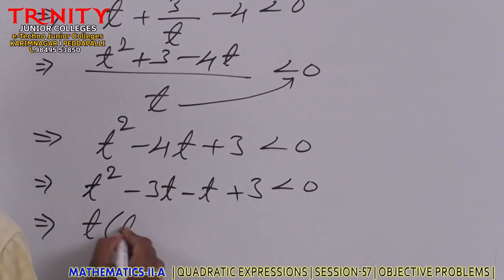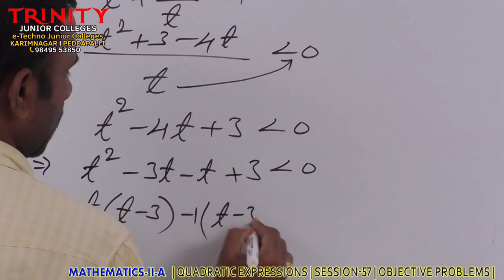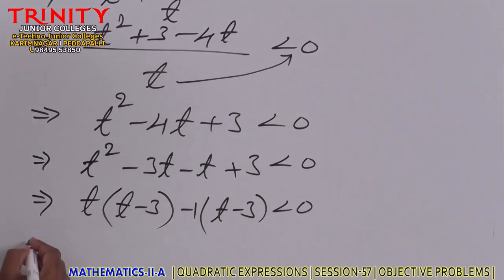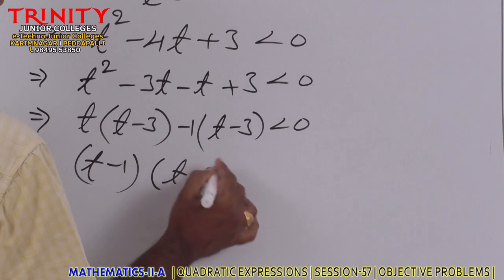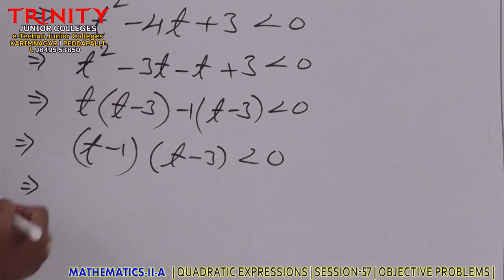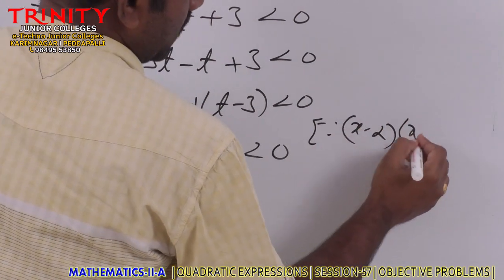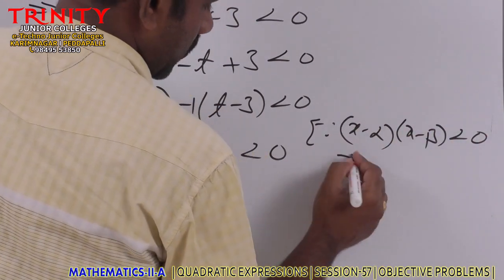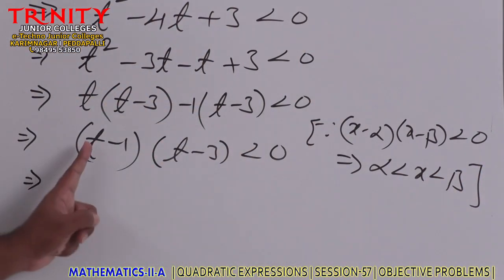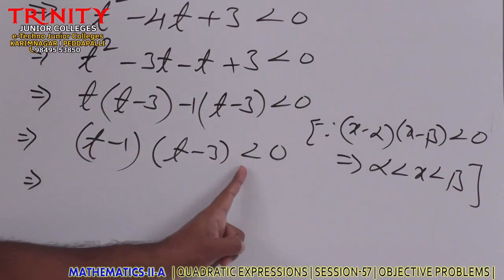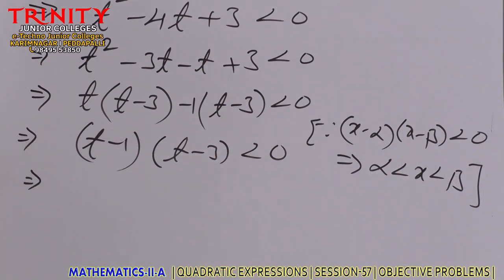T minus 3, common. T minus 3 is less than 0. Then it becomes (t minus 1)(t minus 3) less than 0. Now it is in the form of (x minus alpha)(x minus beta) less than 0. Therefore alpha is less than x is less than beta. For (x minus alpha)(x minus beta) less than 0, we can say that x lies in between alpha, beta.